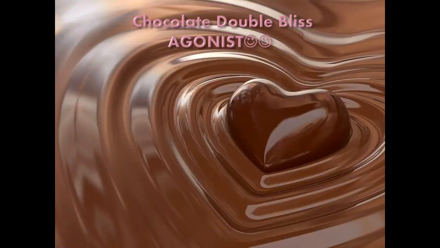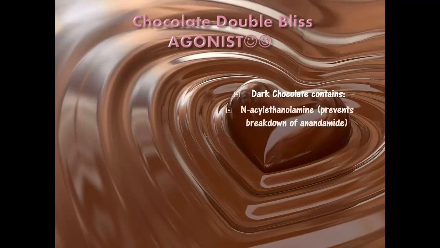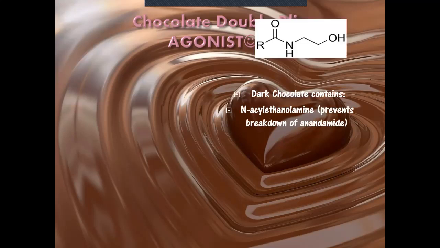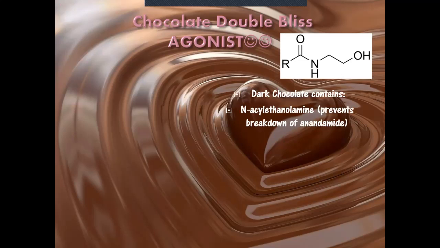All right. So we're in THC. Are there other ways that you can enhance anandamide? Turns out chocolate is an agonist. It actually enhances your anandamide naturally. So dark chocolate, has to be dark chocolate. Milk chocolate doesn't do this. Dark chocolate contains N-acetylethanolamine. Nobody has ever picked this molecule, which actually prevents the breakdown of anandamide, which means it somehow blocks the enzyme. And so that's the picture.